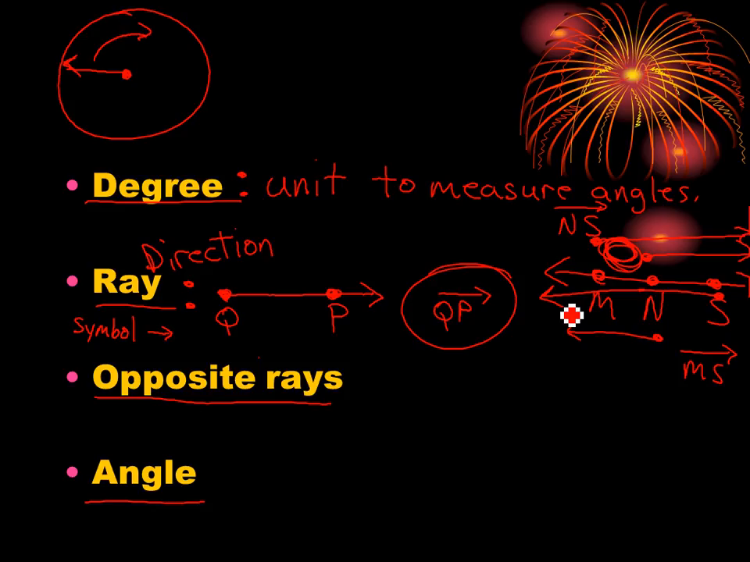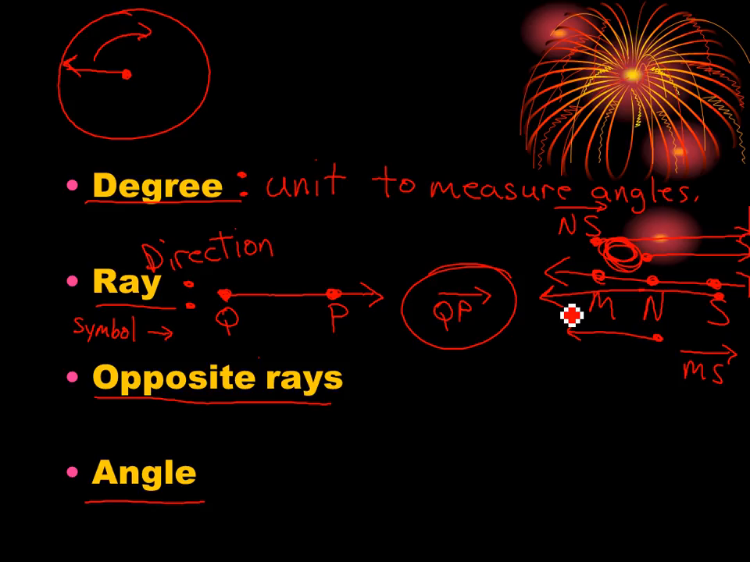Opposite rays. What do you think opposite rays are? What do you think two opposite rays are? It doesn't have the arrows. Two rays that are opposite of each other. If I have this pin as one of my rays, and this is the other ray, how do you think they're going to be? Like this?